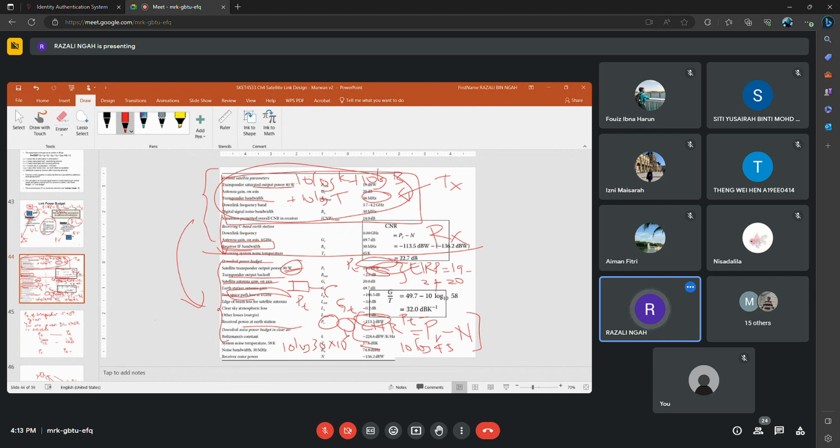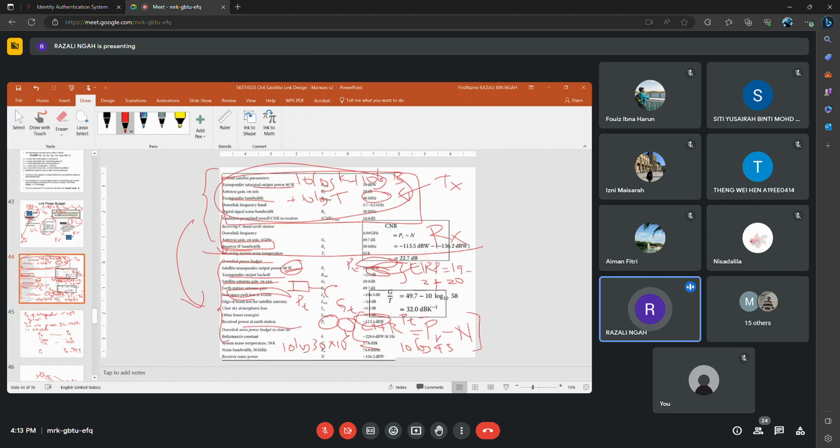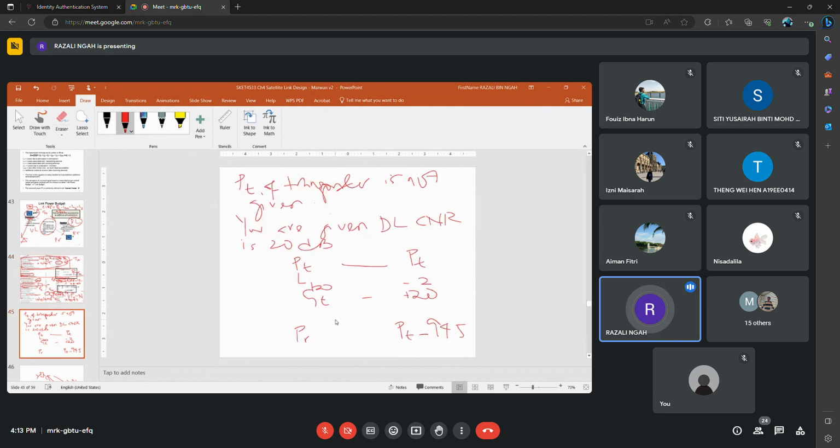113.5 plus 19 minus 94.5. So on the receive power column, you will get PT minus 94.5. Your noise power is still the same. We assume noise power is still the same, which is 136.2.